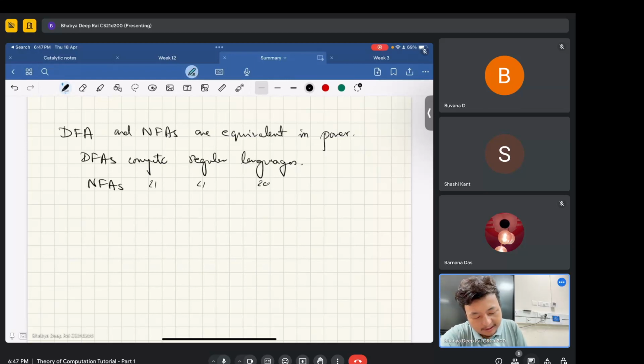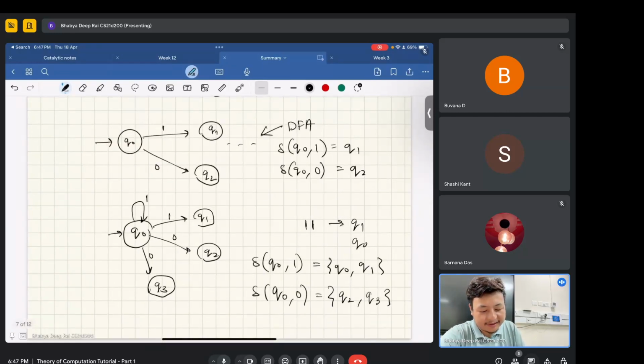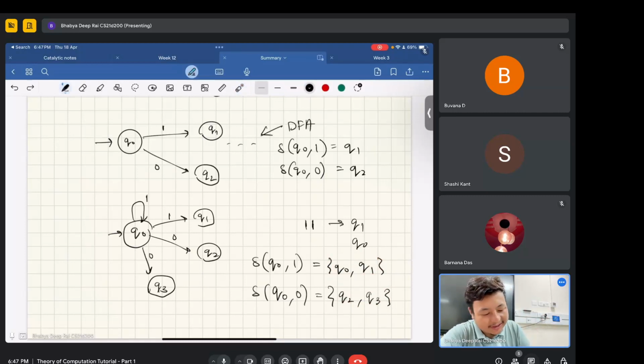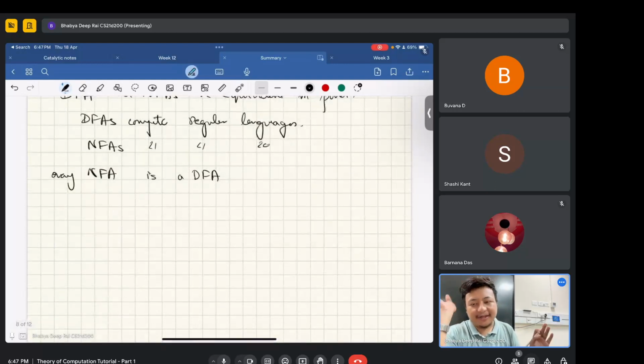How was this shown? Every DFA is an NFA, right? Instead of considering these kinds of large sets, if I consider only singleton sets, then it's nothing but a DFA. This DFA also qualifies as an NFA. All I'm doing is making sure that the transition function only maps to a singleton set, that is, a set containing only one state. So it's still an NFA. So there is no problem.